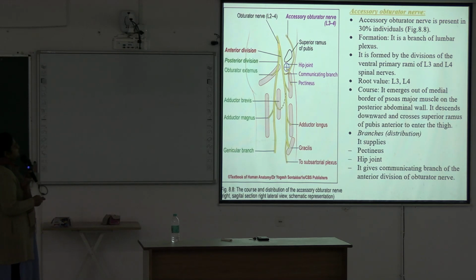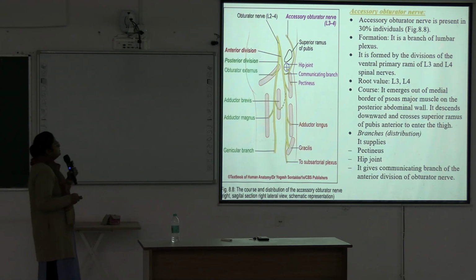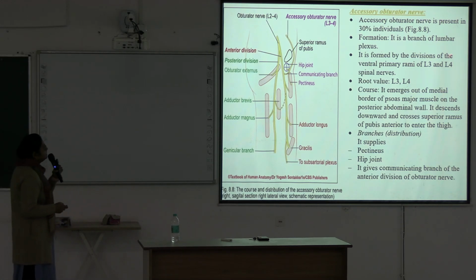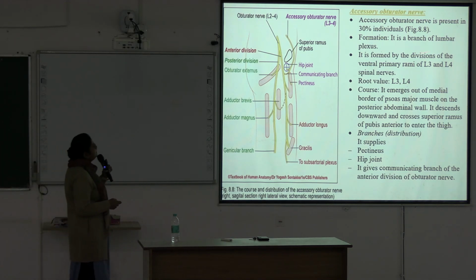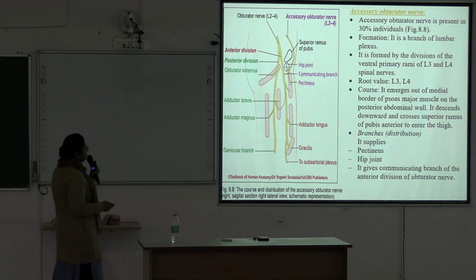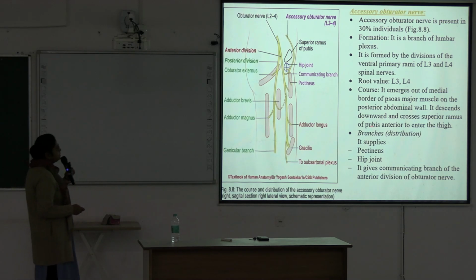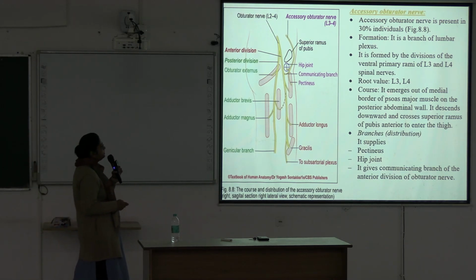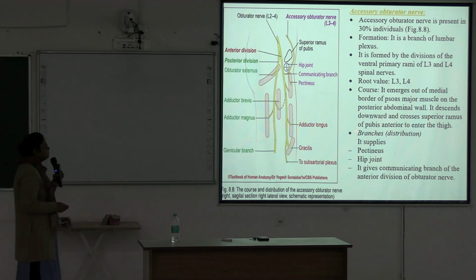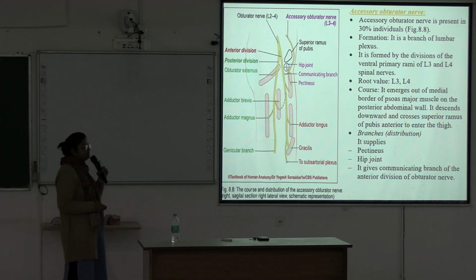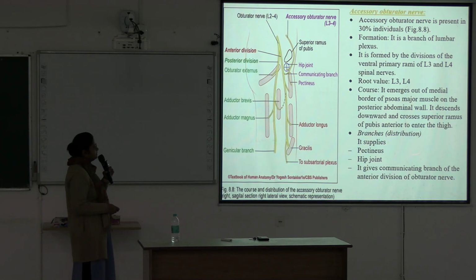It has a communication with the obturator nerve supplying hip joint and pectineus. So it is present in 30% of individuals. It is a branch of lumbar plexus formed by division of ventral primary rami of L3, L4 spinal nerves. Root value is L3, L4. Course: it emerges out of medial border of psoas major muscle on the posterior abdominal wall and descends downward and crosses the superior ramus of pubis anterior to enter the thigh. These are the branches: it supplies the pectineus, hip joint and gives communicating branch to anterior division of obturator nerve.